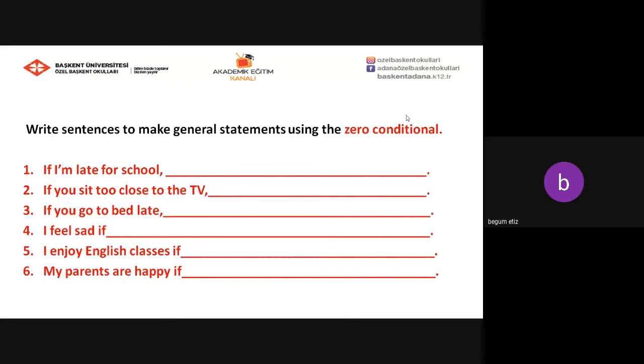For the first one, if I'm late for school, comma, just think about the rest of the sentence. Second one, if you sit too close to the TV, comma, just think about it. Next one, if you go to bed late, comma, I feel sad if. I enjoy English classes if. My parents are happy if. Just think about it and then write general statements using the zero conditional.